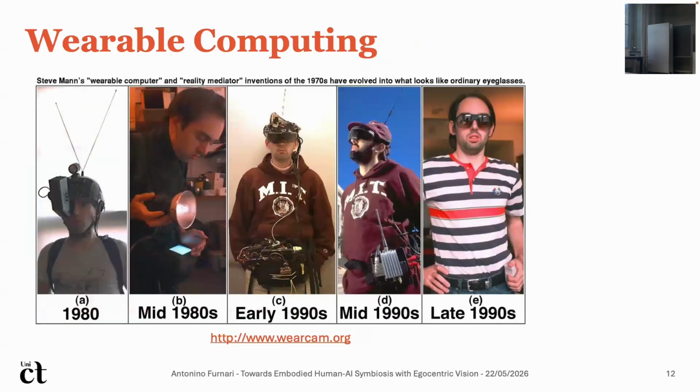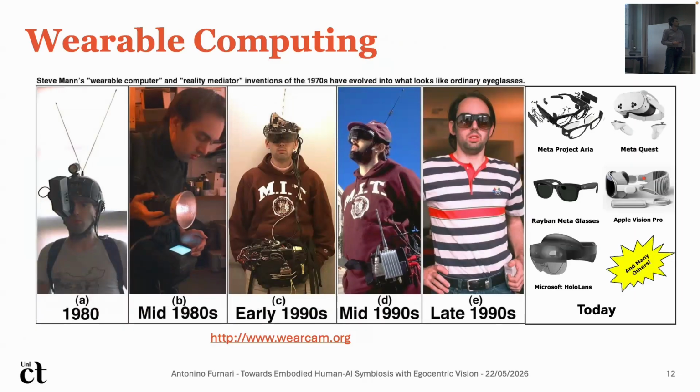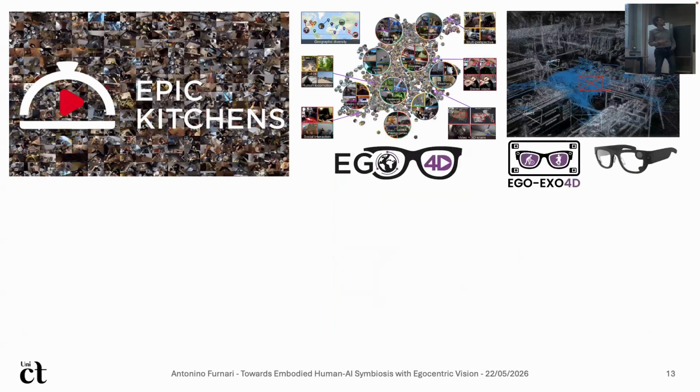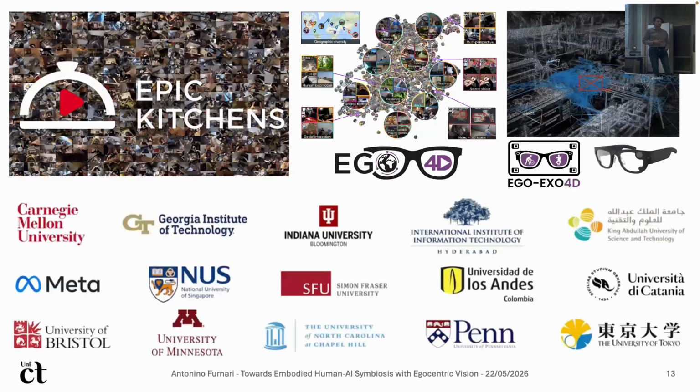And this idea of putting the person in the center and letting algorithms perceive the world from their point of view is not new. There have been seminal works starting from the 80s, and if you fast forward to the present, we know that there is commercial interest in this. There are a lot of devices that are trying to get somewhere there. And also, there have been a lot of efforts by the community, which has provided datasets such as Epic Kitchens, Ego4D, Ego-Exo4D, and these are huge consortia of tens of universities.